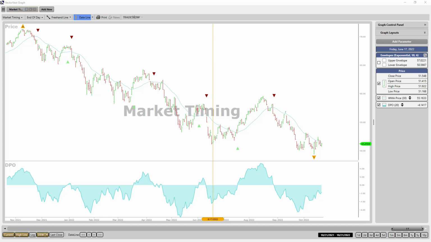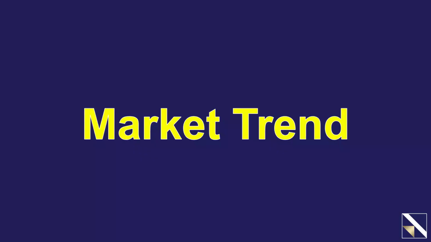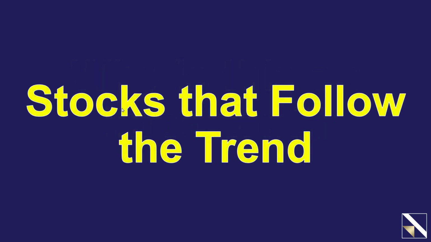So if that's the case, now what do we do? We know that we have a market direction. We also use the DEW to confirm. Well, now what we're going to do is look for stocks that follow the trend. We want to find stocks that look exactly like that market timing graph. So let's take a look at how we do it.